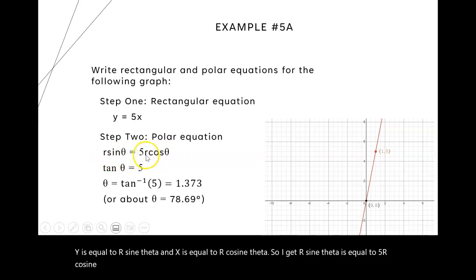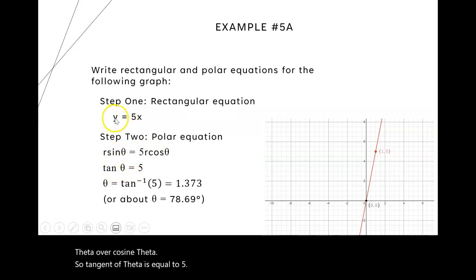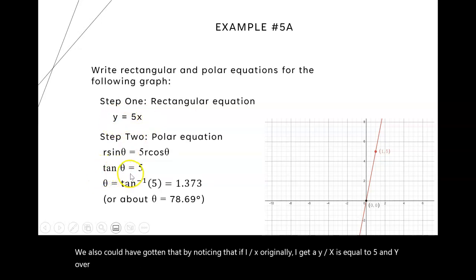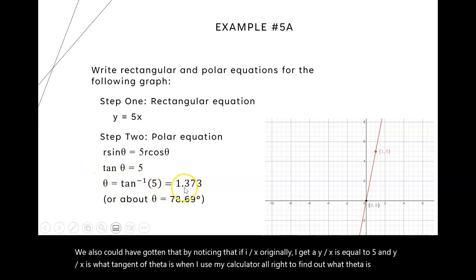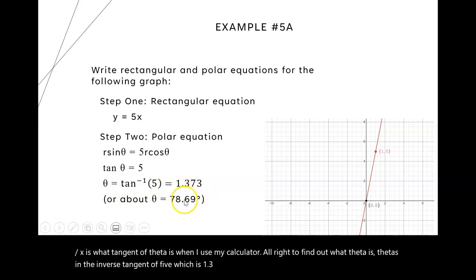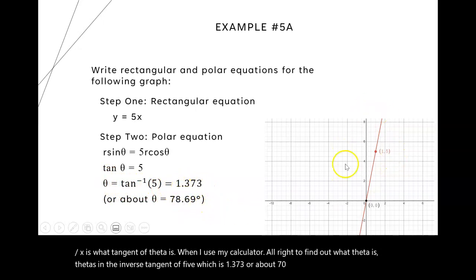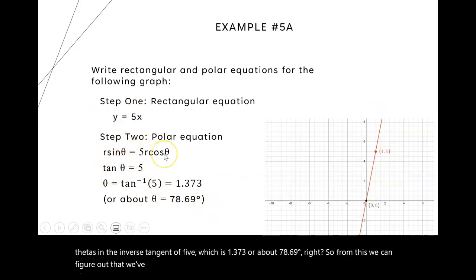If I divide both sides by r cosine theta, the r's cancel out, and then we get sine theta over cosine theta, so tangent of theta is equal to 5. We also could have gotten that by noticing that if I divided by x originally, I get y over x is equal to 5, and y over x is what tangent of theta is. When I use my calculator to find theta, the inverse tangent of 5 is 1.373, or about 78.69 degrees. All right, so from this, we can figure out that we've got two ways of writing this, both rectangular and polar equations.